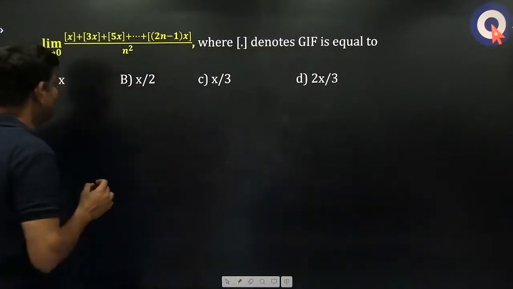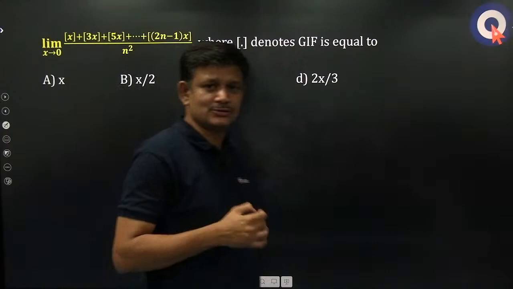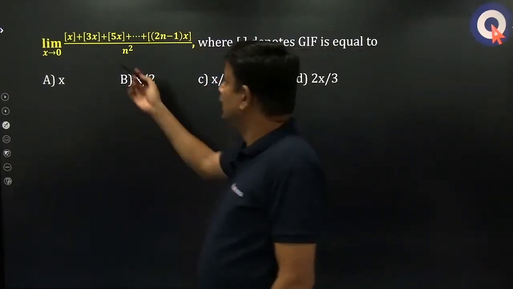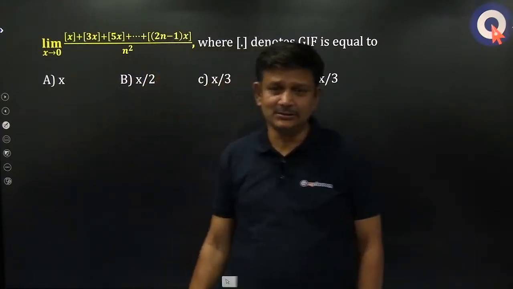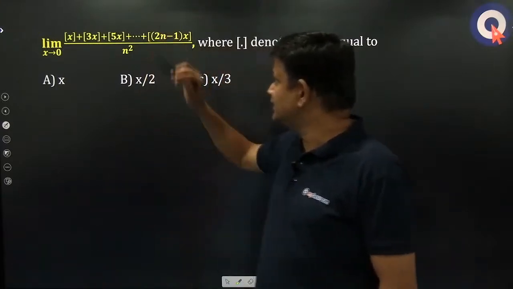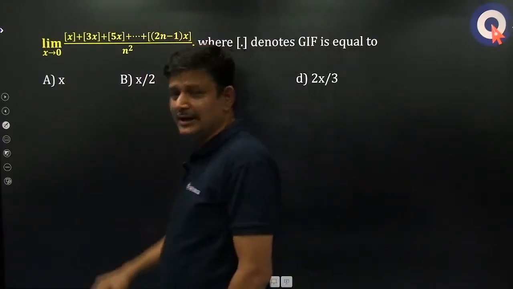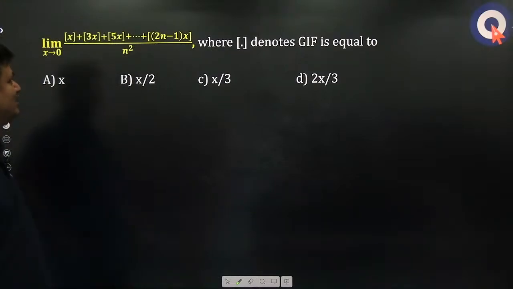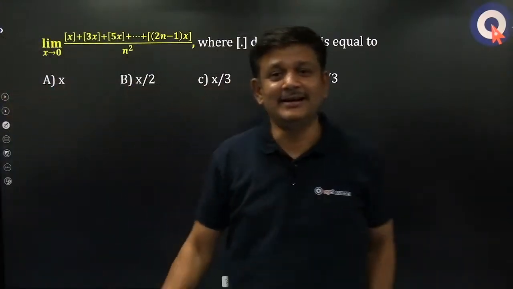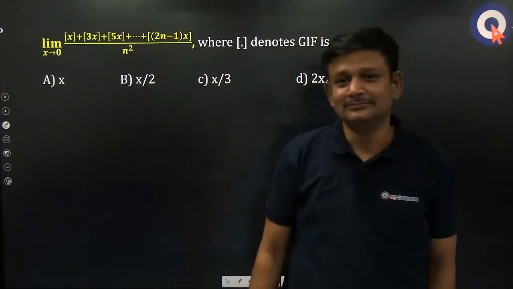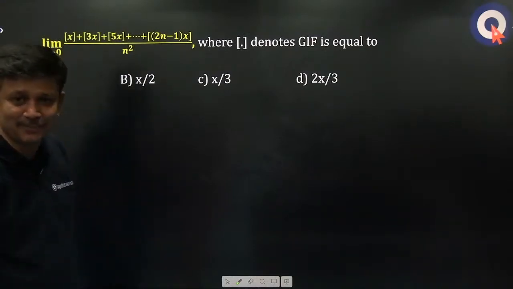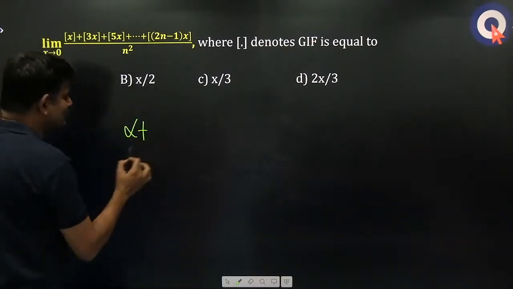Next question is a regularly asked question type. Limit x tending to 0. Integral part, greatest integer function of x, greatest integer function of 3x, greatest integer function of 5x, so on up to greatest integer function of 2n minus 1 x. Just by looking at this it feels like, I wish there was no greatest integer. Had this GIF function not been there, what would this question be?